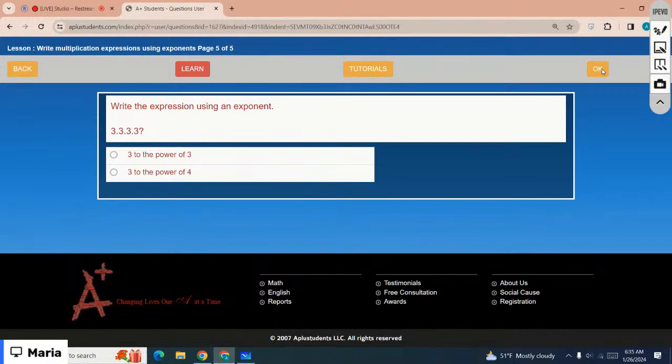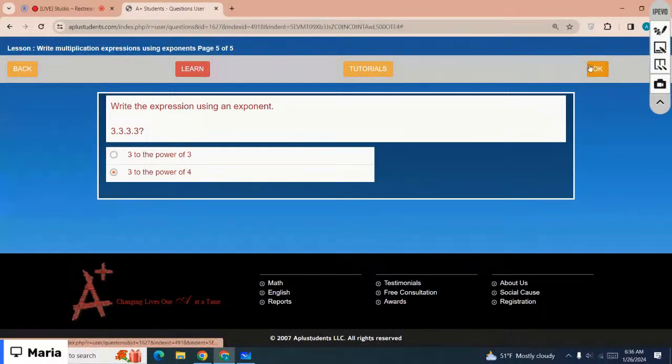The correct option is 3 to the exponent of 4, because 3 is multiplying 4 times. Got it? Because I'm waiting for the answers from your side. That is 3 to the power of 4, right?